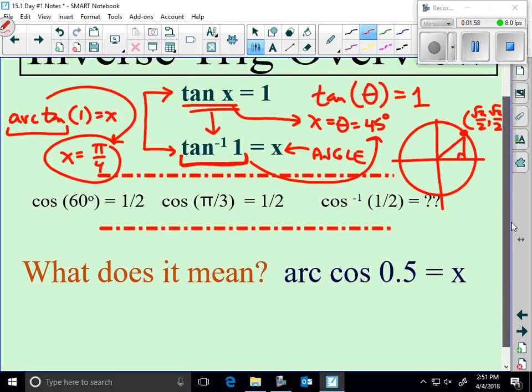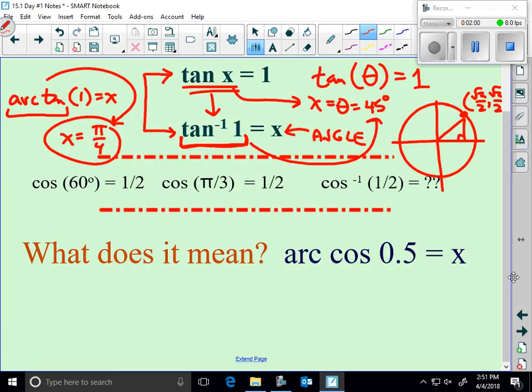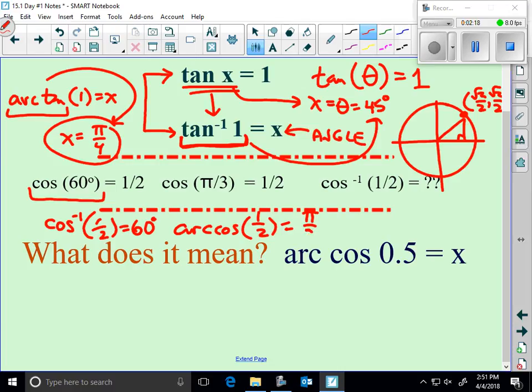Okay, so I'd like to jump a little bit more into what this means, right? So if the cosine of 60 equals 1/2, that means the inverse cosine of 1/2 would equal 60. Or I could write it in an alternate form, arc cosine of 1/2 equals pi over 3. Okay, those are all equivalent statements.